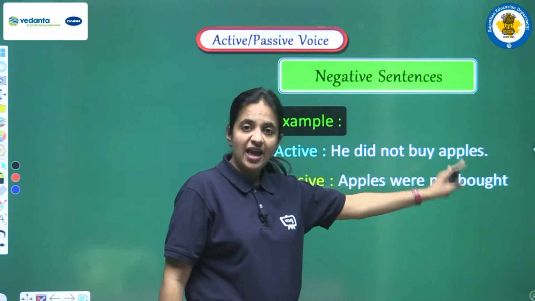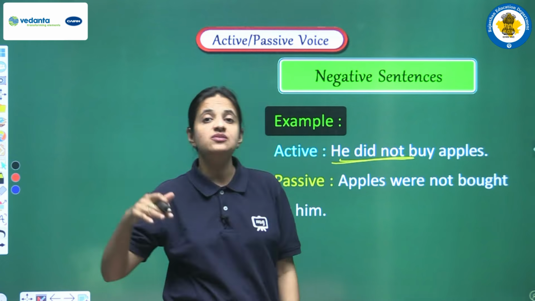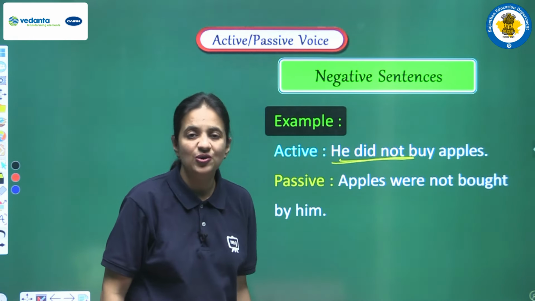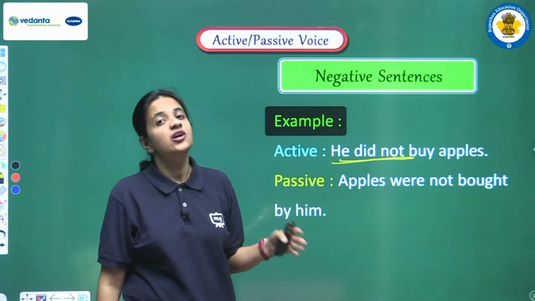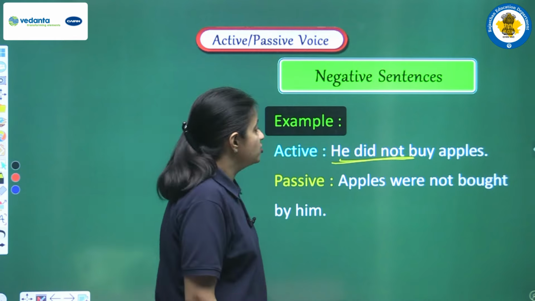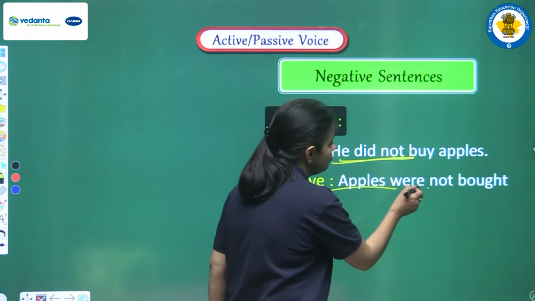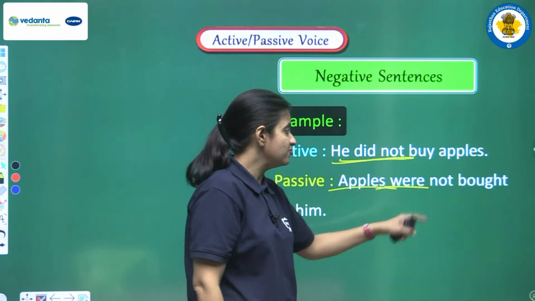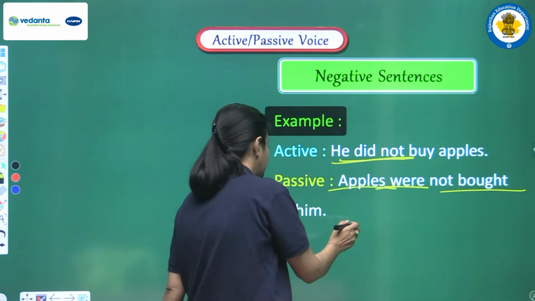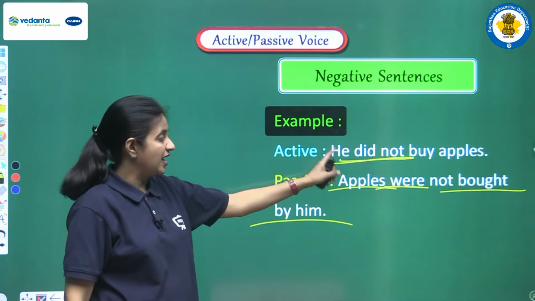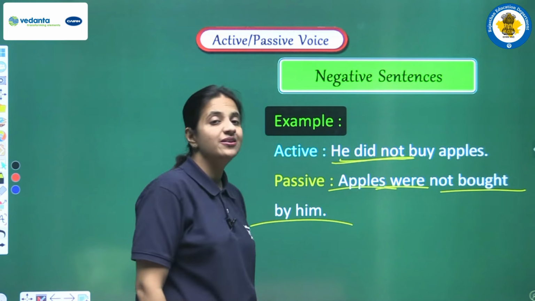He did not buy apples. So this is a negative sentence because we are having not, and we are having did not. So this is past simple tense. Then at a time, while converting that sentence into passive voice, we have to use was and were. So our object is apples because it is a plural object. So because of this thing we are writing were here. Okay, apples were not. Then third form of the main verb, that will be bought, because the third form of buy is bought, and at the end of the sentence by him. So active voice is he did not buy apples. Passive voice will be apples were not bought by him.